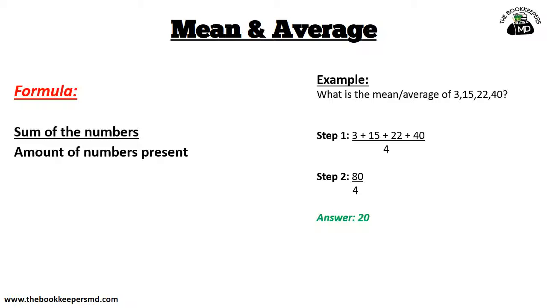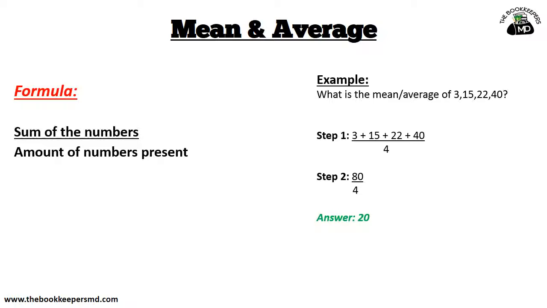Step 1 is to plug these numbers into our equation. So our numerator states that the sum of the numbers is the numerator to help us solve. So let's add 3 plus 15 plus 22 plus 40. So now let's look at our denominator, the amount of numbers present.